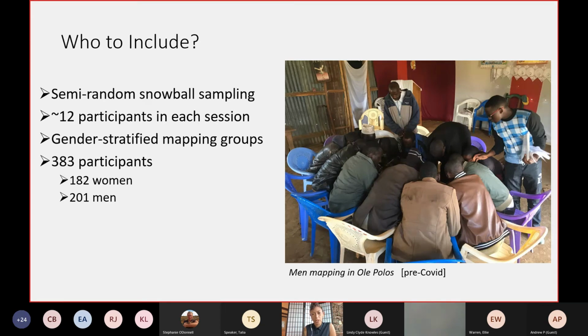Mapping groups were gender stratified to encourage people to speak openly with one another. Importantly, we made sure that participants knew we were students, that we didn't have sway over conflict management issues, and that even though we served everyone lunch, there would be no compensation for participating. We also made sure that people knew that sessions were voluntary and that they could leave the sessions at any time.